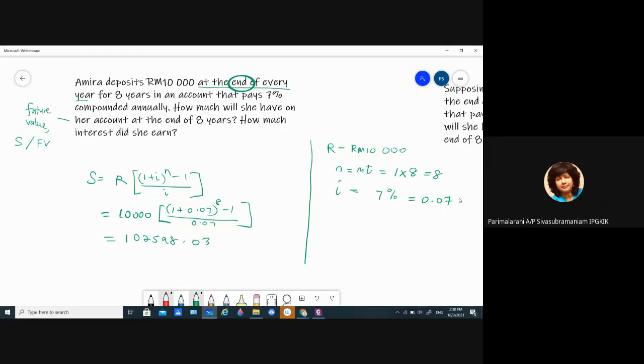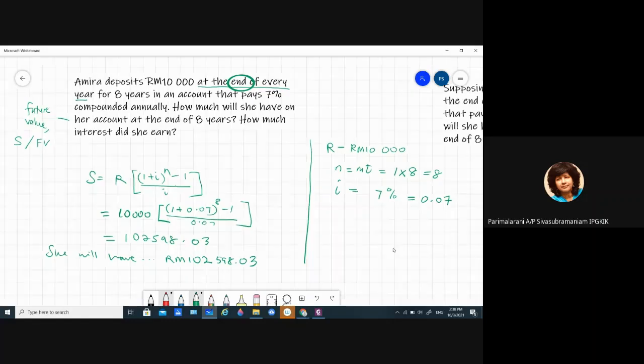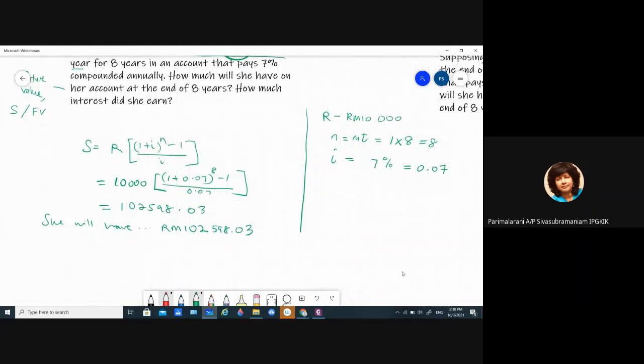Okay, so how much will she have in her account at the end of 8 years? She will have 102,598 ringgit and 03 cent in her account. Okay, and how much interest did she earn?